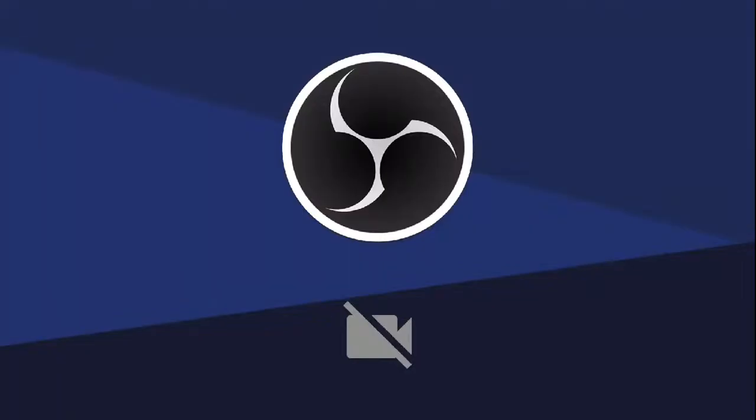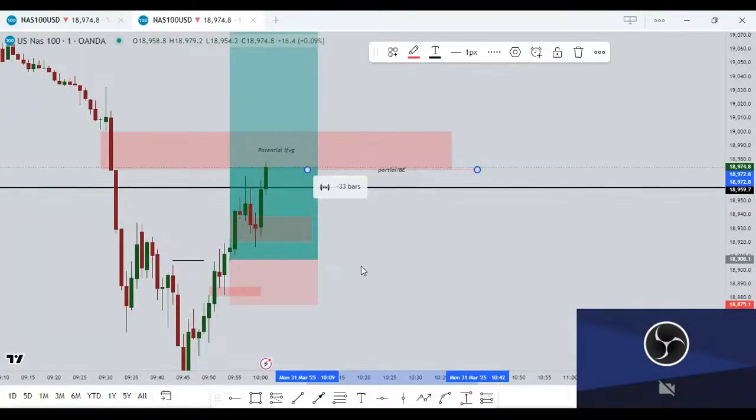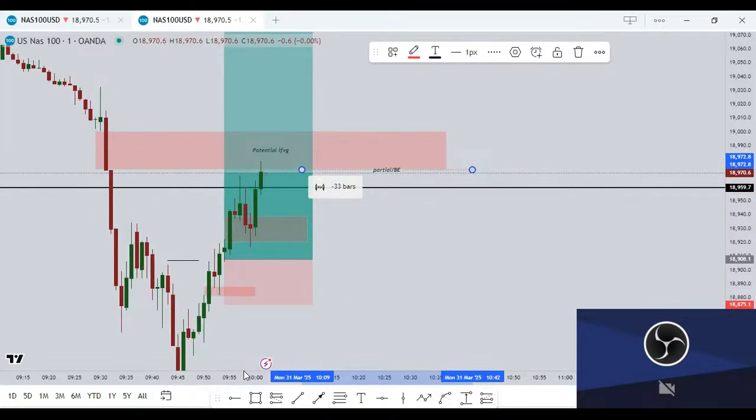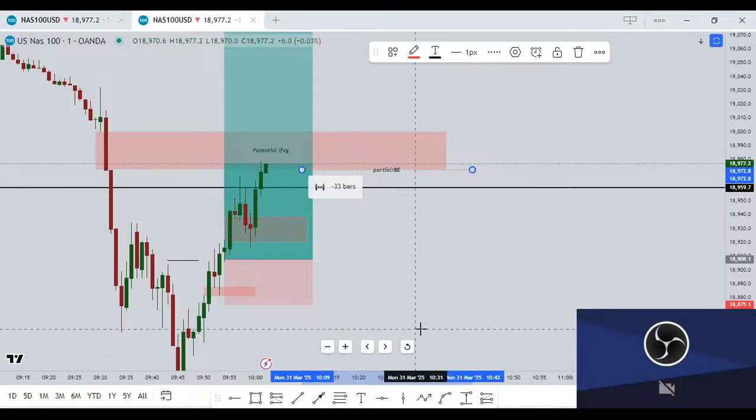Oh my god, the chart is not showing. Can you see the screen right now? All right, let me share the screen again. Can you see the screen right now? I hope you can see the screen. Can you see it? Yes.